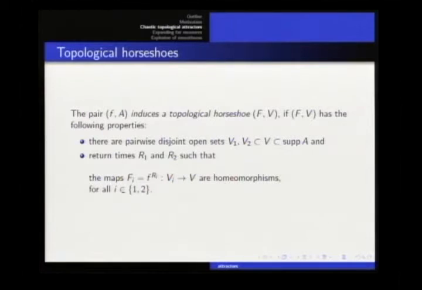So as usual, we say that a pair F, A induces a topological horseshoe if we can find open intervals and return times to construct our horseshoe. In this construction, I'm just talking about a topological horseshoe, so I'm not assuming any expanding properties, any smooth properties of these maps. So it's a topological definition. Of course, the map is smooth because F is smooth, but I'm not requiring any expansion of this topological horseshoe.